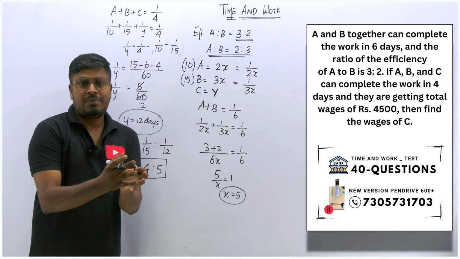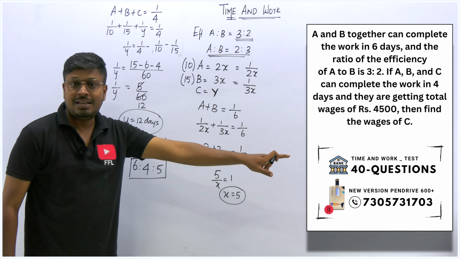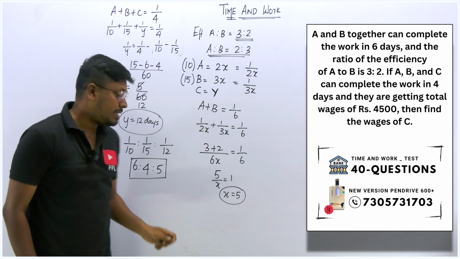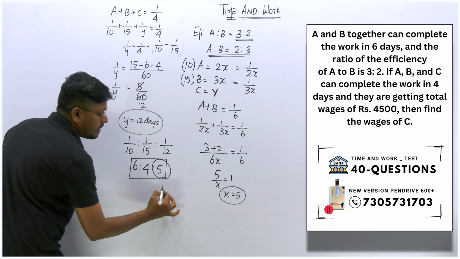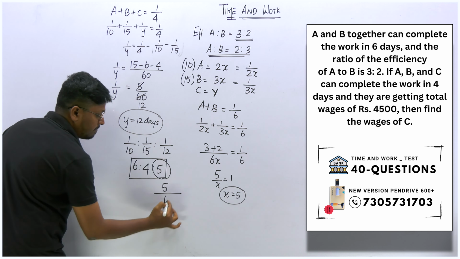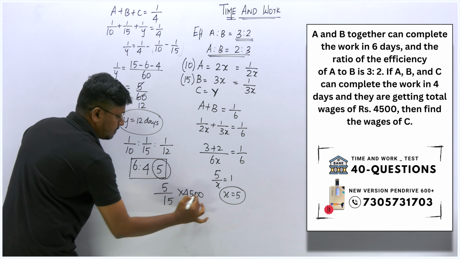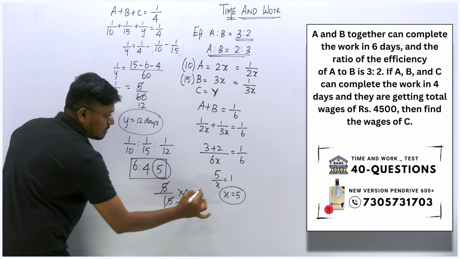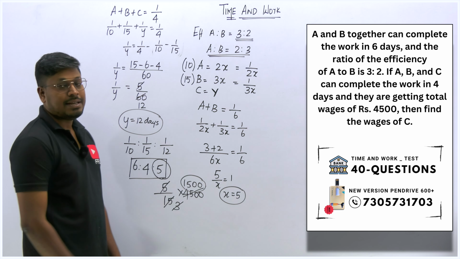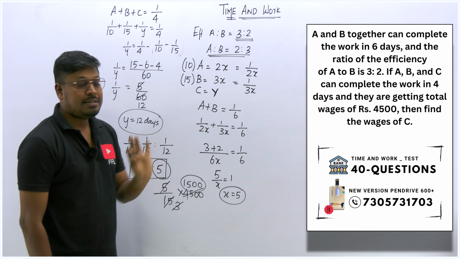So in this ratio, we have to split the total amount of wages. What is the total amount of wages here? 4,500. Now what is the target to find? Only for the person C. So C is how much? 5 parts. So 5 parts is the C wage, out of how many parts? Out of total 15 parts. And what is the total wages? 4,500 times 5 by 15, that is 1/3. So 1,500. Finally we can say that 1,500 is the total wages of the person C, right?